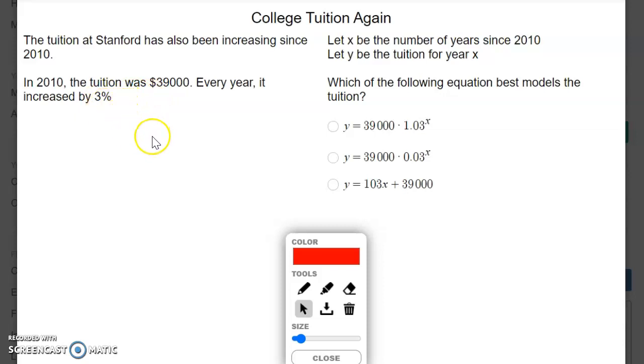So we have 3%. 3% is 0.03. Are we just going to multiply 39,000 by 0.03? If you do that, that's just going to give us the increase, how much it has increased by. But instead, we are going to add 1 to it. So 100% plus 3% is going to be 1.03. So we are going to multiply it to 39,000. So that means 39,000 is the initial value, and this is the multiplier.